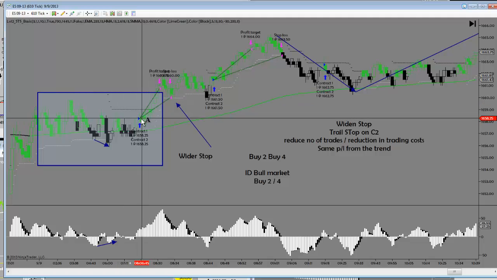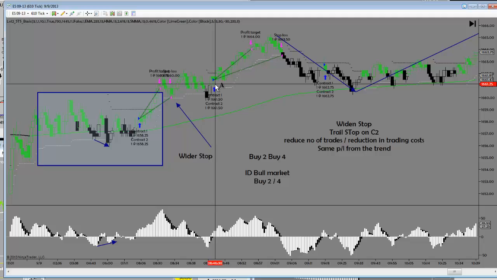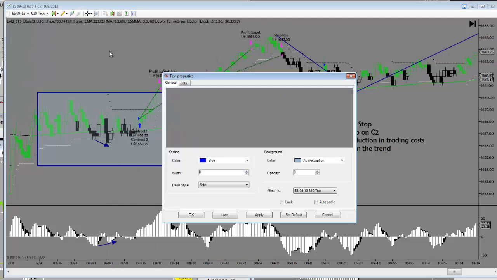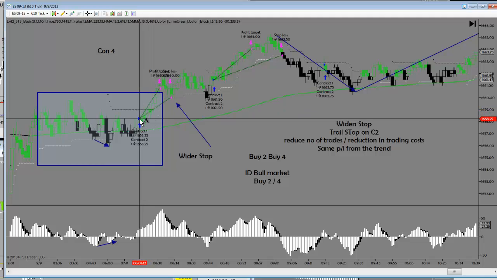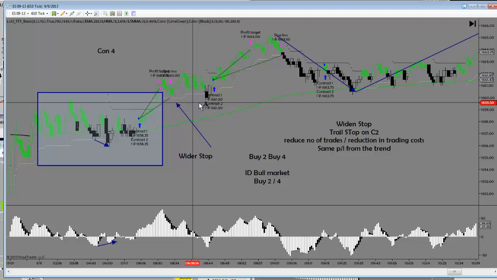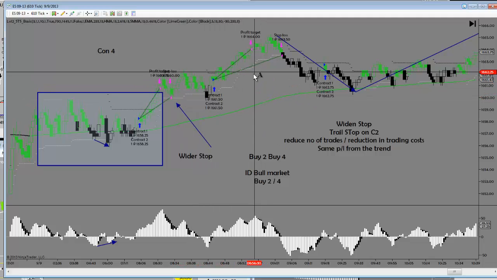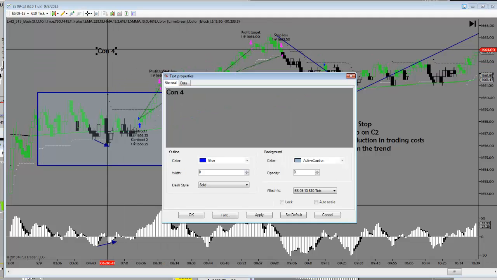So we go buy 2, cover 1, cover 2. Buy 2, cover 1, cover 2. Total contracts traded, 4. Versus if I bought 2, covered 1, and then widened my stop, allowing me to stay long here and get stopped out up here at around 63s. Contracts traded, 2.